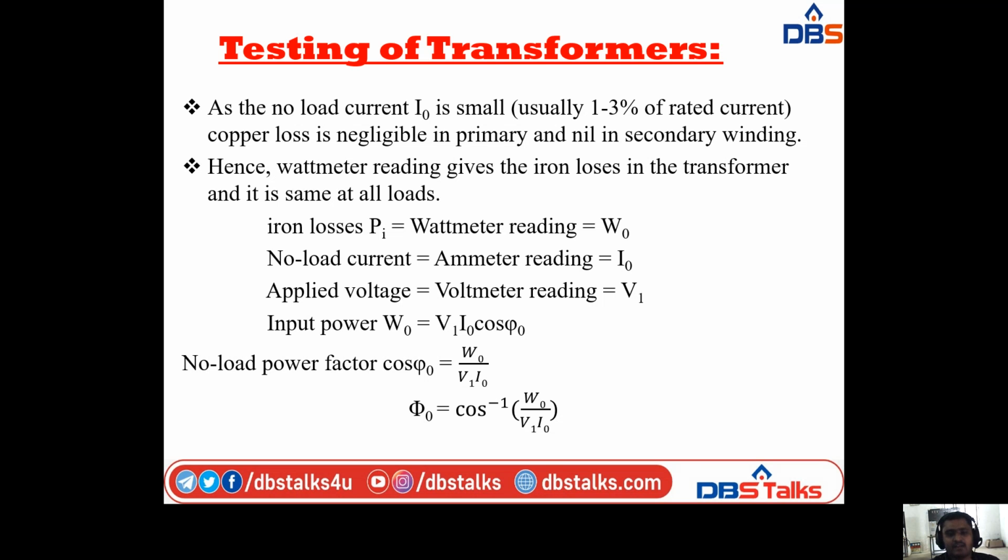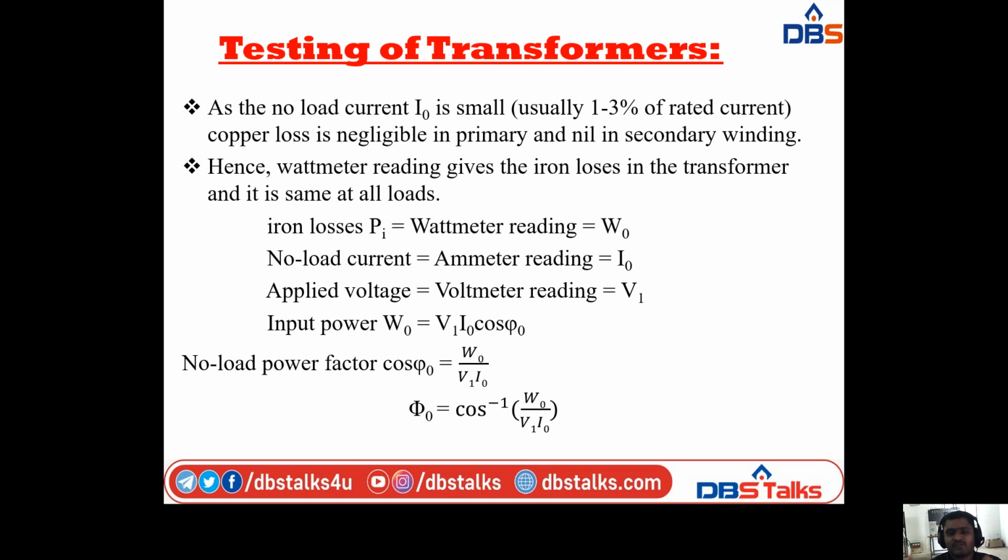Here the iron loss is nothing but P suffix i. We are calculating the iron losses in this test by using the wattmeter reading, that is W naught, the no load current I naught measured by the ammeter, and the applied voltage, that is the voltmeter reading, taken as V1. The no load input power W naught is equal to V1 I naught cos phi naught. That is the input power on the primary side.